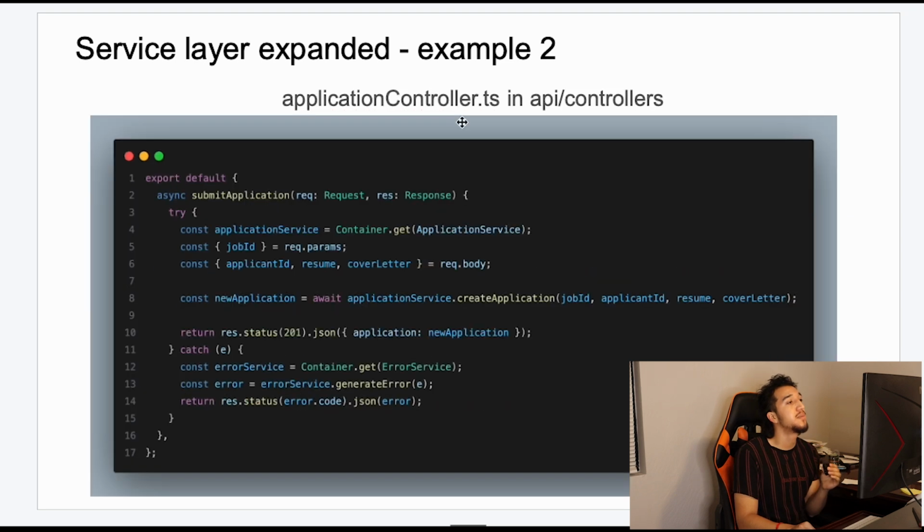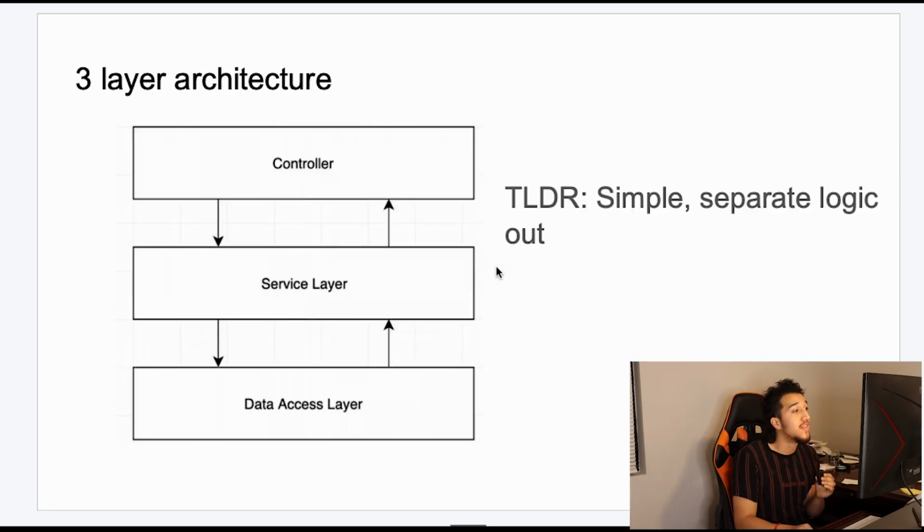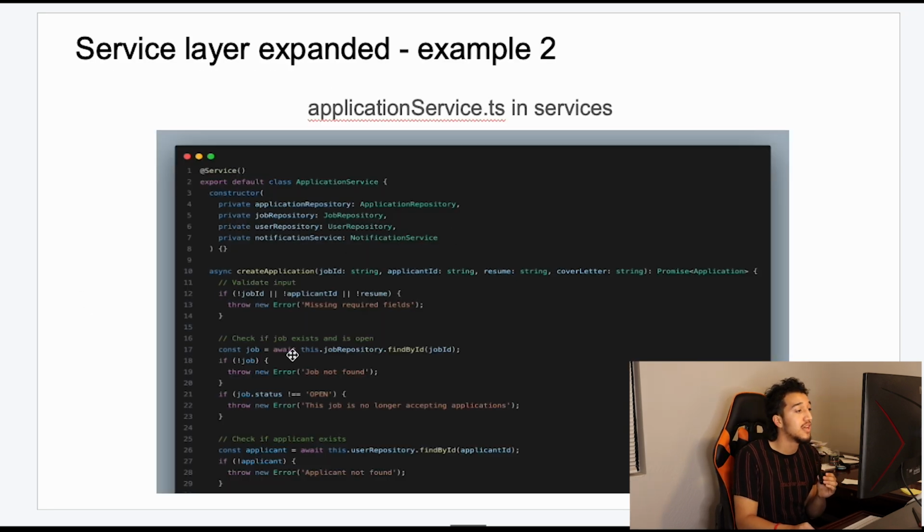Another example could be we have an application for a job. We could have an application controller that calls and gets an application service. We get the job ID from the request params, everything that we need from the request body, again, pass it in to the service. And then inside of our service, we use all that information, validate the input, check if the job exists, check if applicant exists. Now, as you can see here, we're accessing the data through a repository.